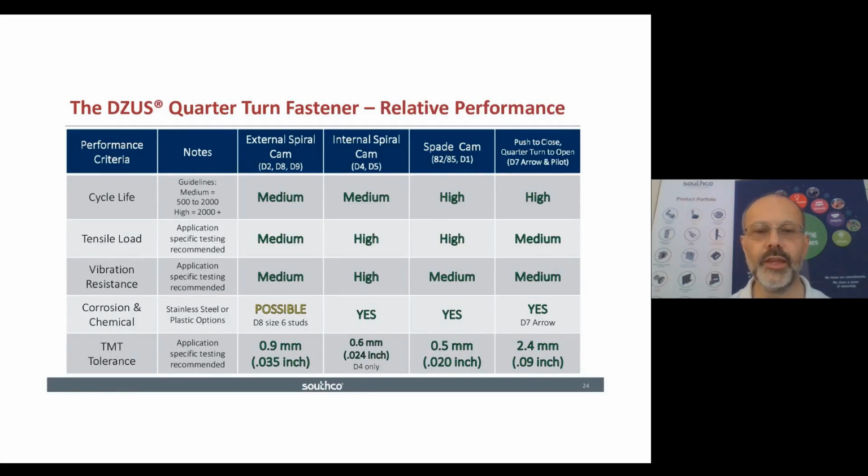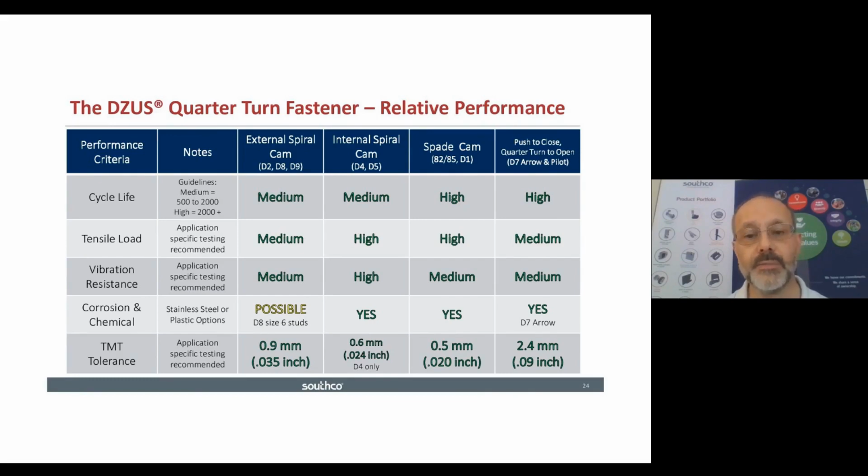So I'm sure what you're thinking is, that's great. How do I choose one form over another? And we have a quick table that shows the effect of the cam form on a number of different performance criteria. So for example, the cycle life on the external cam and the internal cam is what we call medium. A medium is typically 500 up to 2,000 cycles. If you compare that to a standard threaded fastener, maybe a screw, that's usually significantly more than you would expect from the life cycle of a screw.